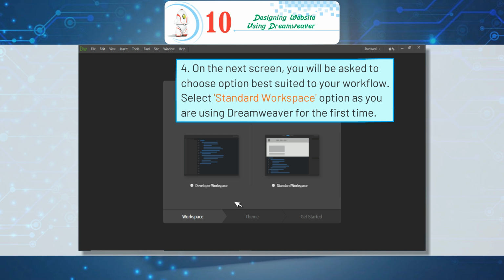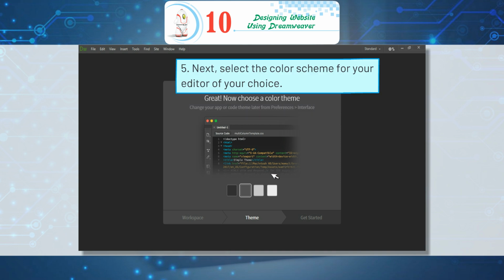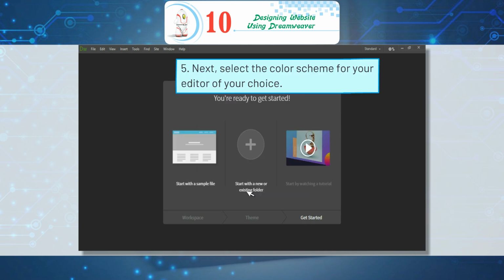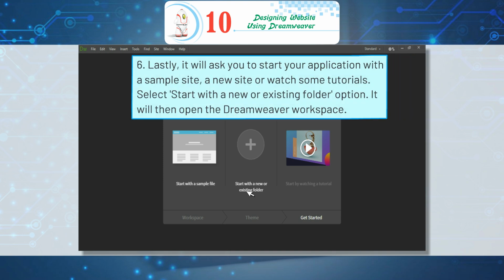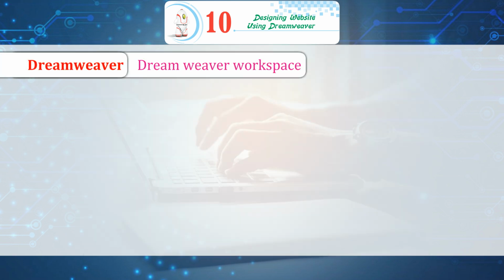4. On the next screen, you will be asked to choose option best suited to your workflow. Select Standard Workspace option as you are using Dreamweaver for the first time. 5. Next, select the color scheme for your editor of your choice. 6. Lastly, it will ask you to start your application with a sample site, a new site or watch some tutorials. Select Start with a new or existing folder option. It will then open the Dreamweaver Workspace.